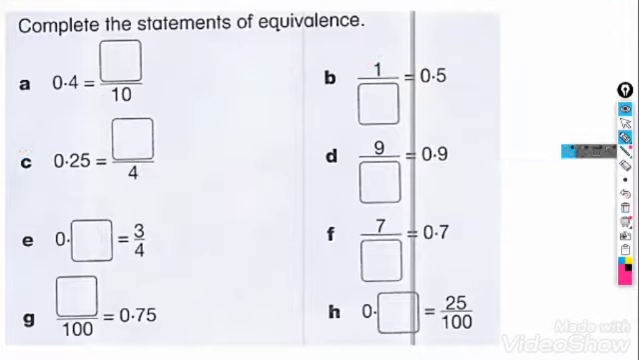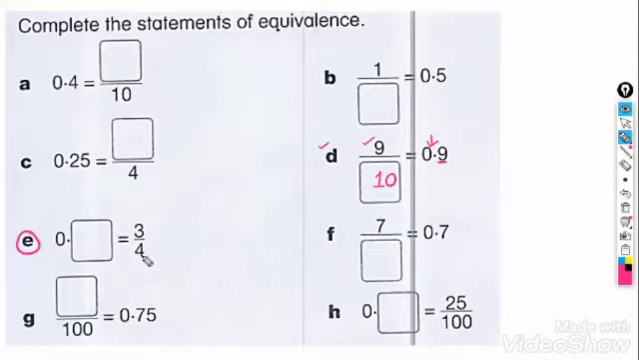Now let's move to the D part. This D part is pretty easy. This is 0.9. 9 is already written here. In the place of this decimal, you will put 1. And after that, there is only one digit, so you will put 0. This is simple. Now E part, 3 upon 4.